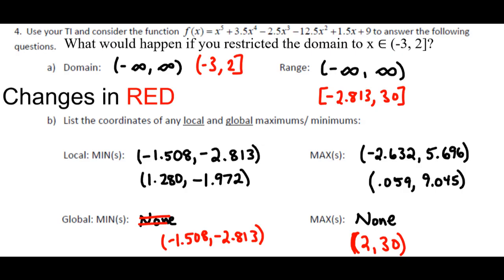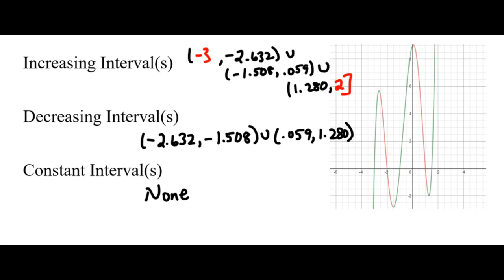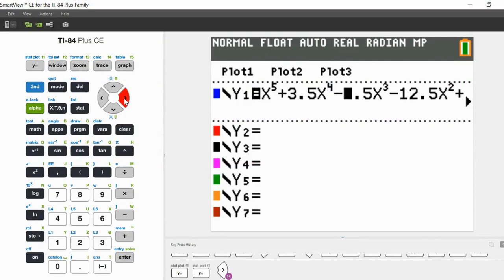But if I changed it so that there was a restricted domain, there are going to be some changes in red here. The domain changes from -3 to 2. The range goes from -2.813 up to 30. And then there were some changes because we also had global maxes now, because it actually did reach a lowest or a highest point. And then there's a slight change in the increasing intervals because there are endpoints that show up.